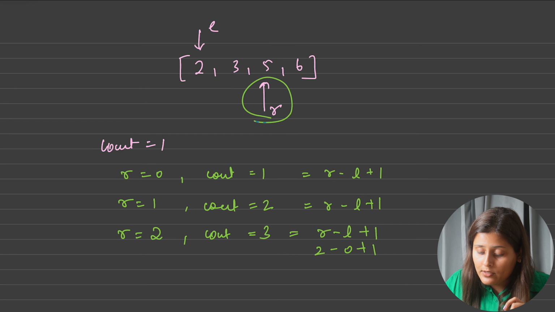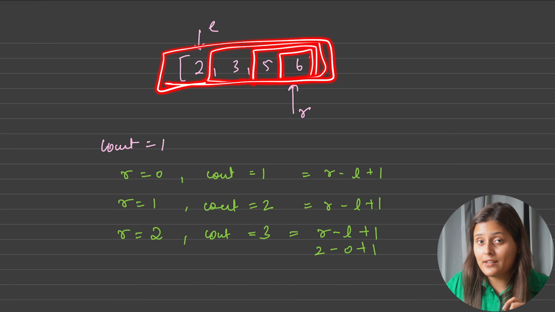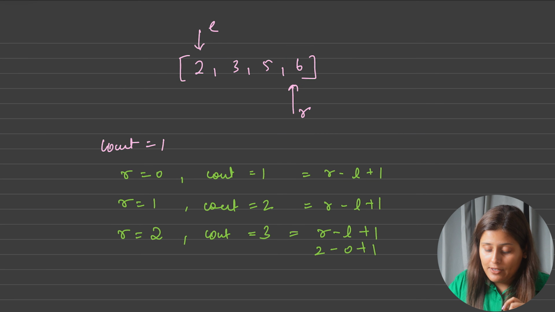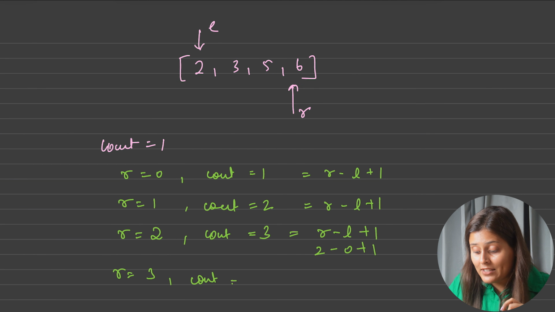Let's move this R towards this side, and now when R will hit this, the number of subarrays which end with this number is 1, 2, 3, 4, correct? Yes. So I can say when R was 3, the count was 4, and this is nothing but right minus left plus 1. Sorry, 3.